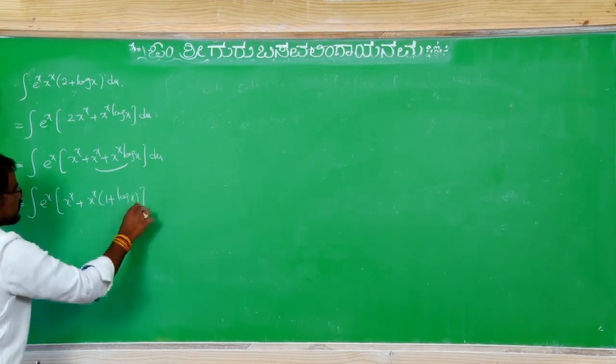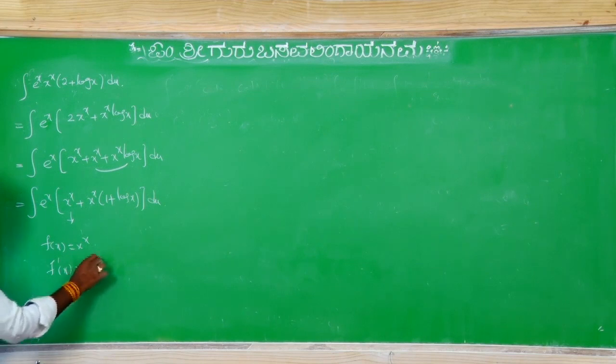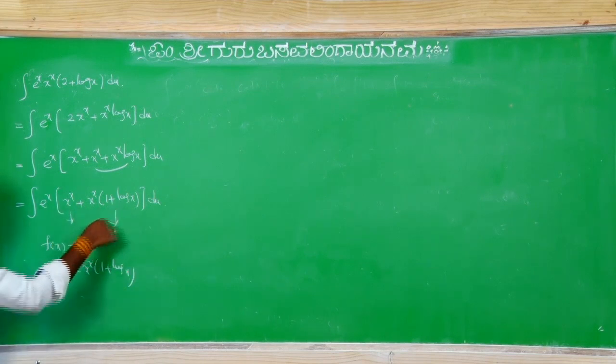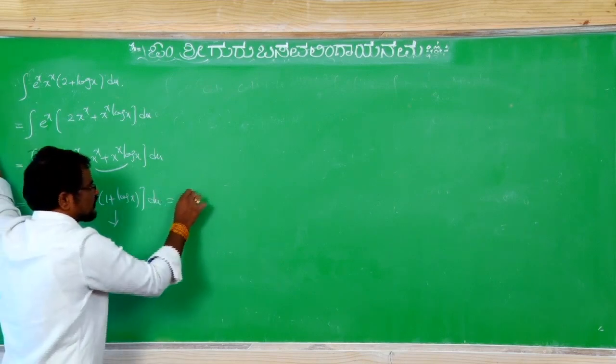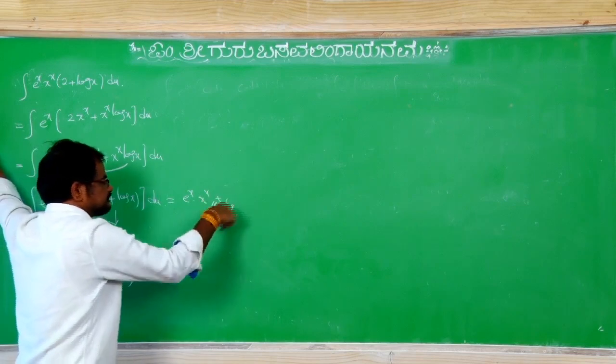dx. Now this is f of x, f of x equal to x power x. And if you do the differentiation taking log on both the sides, what you will get? x power x into 1 plus log x you will get. So that's why this is f of x, this is f dash x. So the answer is e power x into x power x plus c.